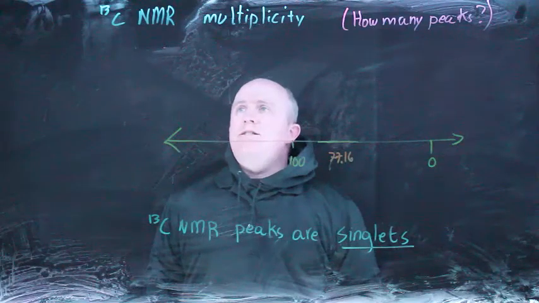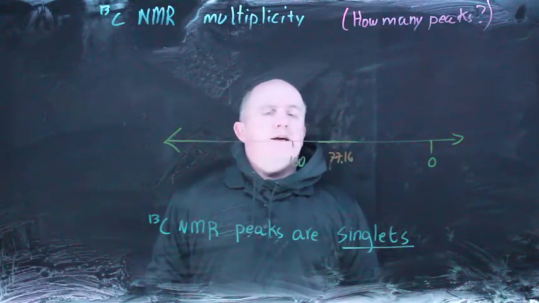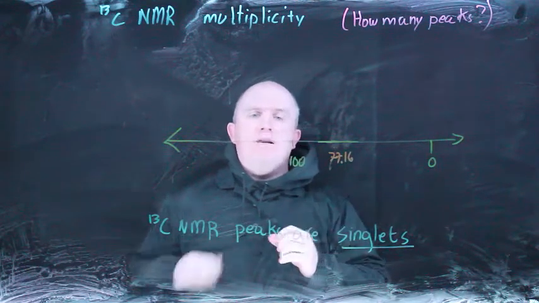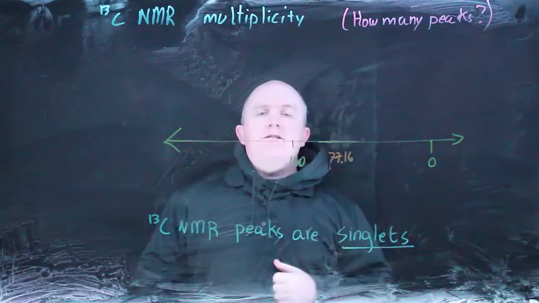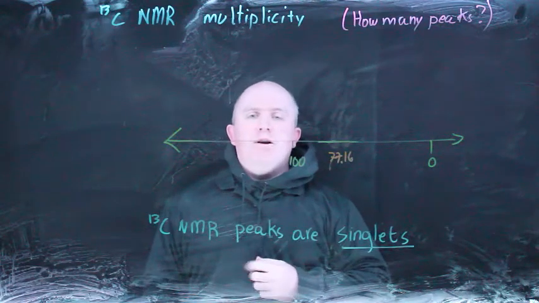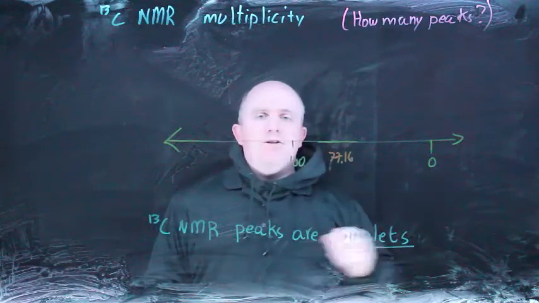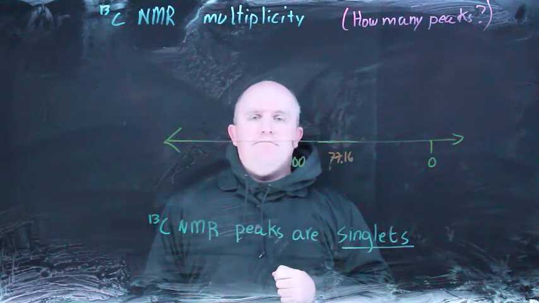This is a quick video on C13 NMR multiplicity, and basically what that comes down to is how many lines are in a given peak. So a peak is a signal, a grouping of lines, and so on. And in proton NMR, things end up looking quite complicated, but C13 NMR is really straightforward. C13 NMR peaks are singlets. That's the end of the video.